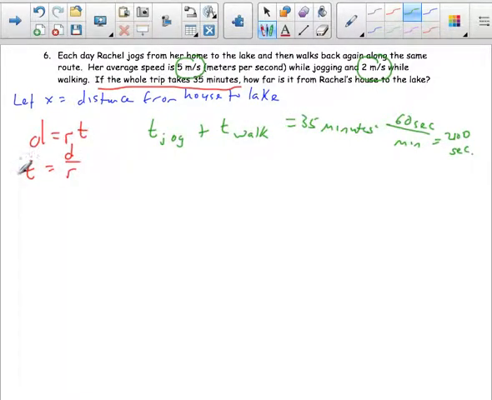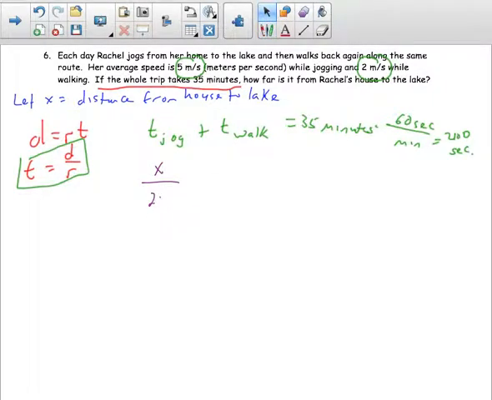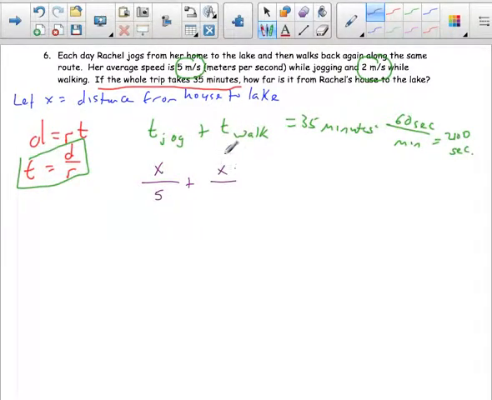Her time jogging, I'm going to use this formula now, is the distance over the rate. So her time jogging is the distance that she jogs, which is x, over the speed at which she jogs. The speed at which she jogs is not 2 meters per second, but it is 5 meters per second. Sorry about that. So we're going to say it's x divided by 5. And her time walking is the distance she walks, which is x from here, and the speed at which she walks, which is 2 meters per second.